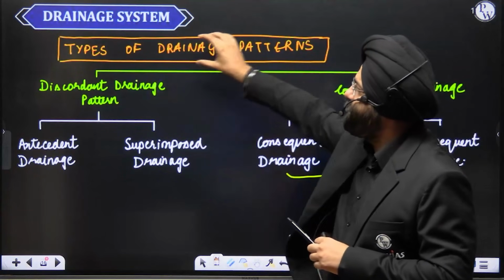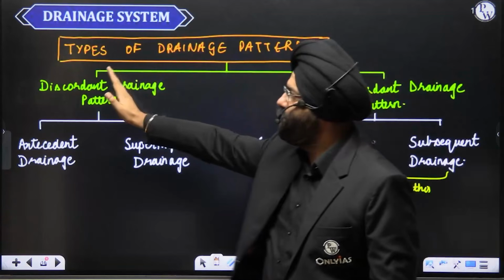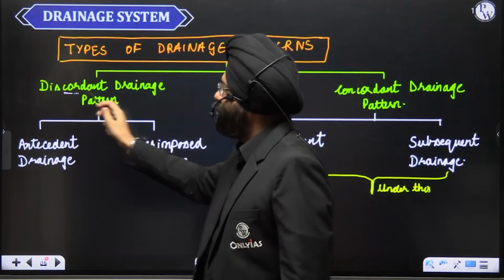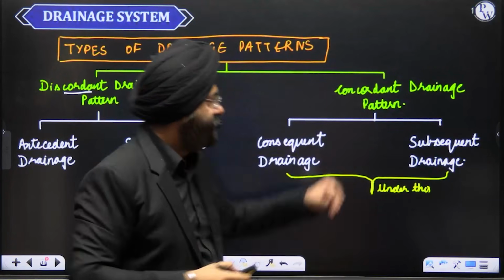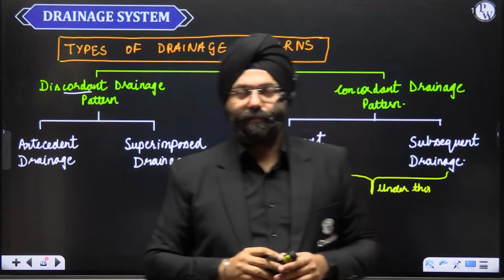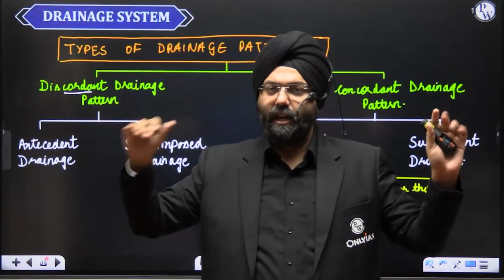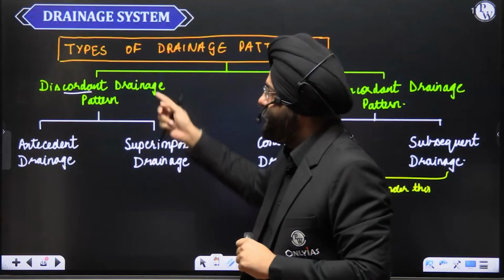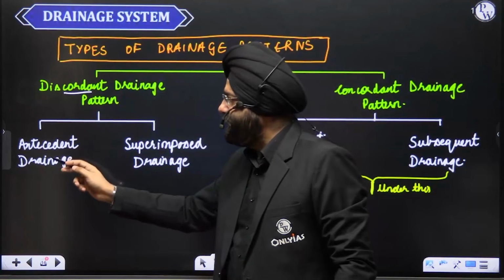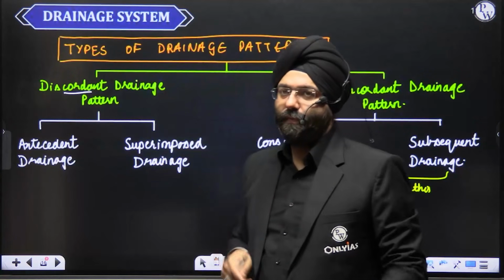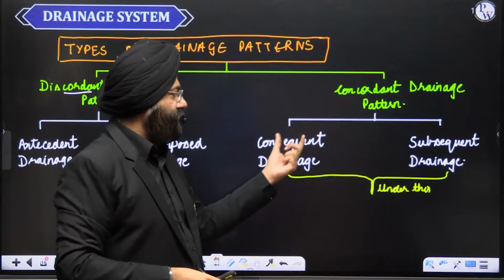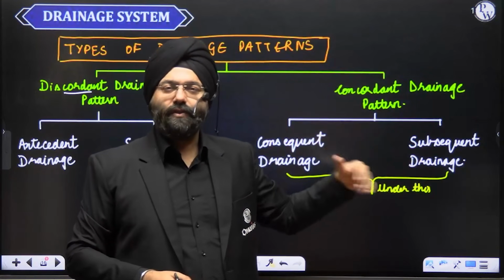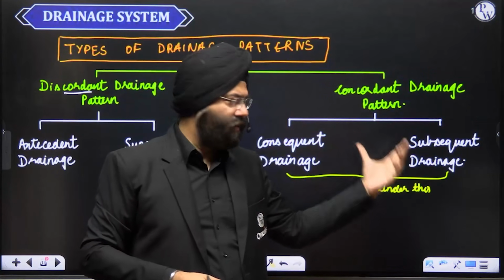Broadly, when I see the types of drainage pattern, I can divide them into two broad categories. First, discordant drainage pattern. Next, concordant drainage pattern. Two big classifications. One is discordant, the other is concordant. Clear? Under the discordant, we have antecedent drainage and superimposed drainage. Under the concordant drainage pattern, we have consequent and subsequent, and under these we are going to study the various types or patterns. Don't worry about that; this is our major focus right now.